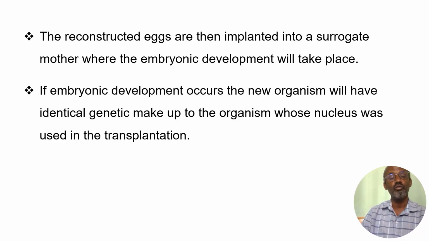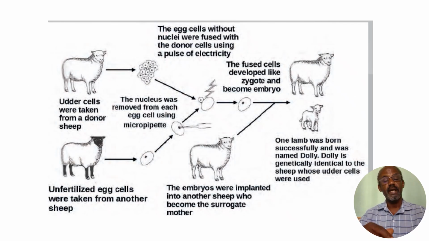If embryonic development occurs, the new organism will have identical genetic makeup to the organism whose nucleus was used in the transplantation. This is a diagrammatic representation. You see, the other cell is taken from a donor sheep. Then the nucleus was removed from the egg cells. Unfertilized egg cells were taken from another sheep.